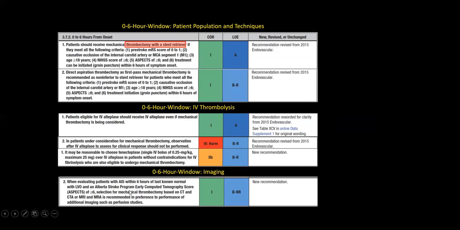As for imaging, when evaluating patients with acute ischemic stroke within 6 hours with an ASPECTS score of more than 6 for mechanical thrombectomy, CTA or MRI or MRA is recommended in preference to performing additional imaging such as a perfusion study.